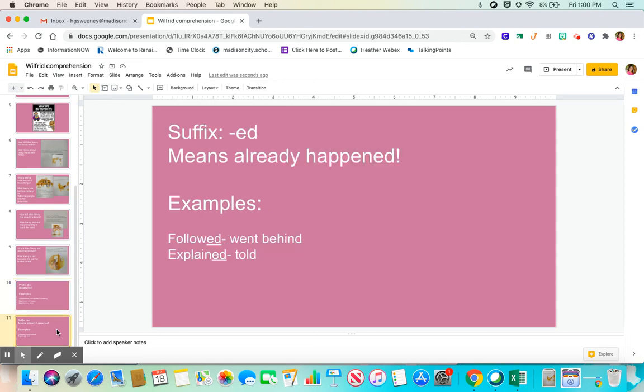Now, let's look at the suffix ed. A suffix is a word part that goes at the end of a word. It means something's already happened when you see it on the end of a word. Some examples: followed. The ed on the back of follow means that you went behind somebody. Okay? You've already followed them. You have already gone behind them. Explained. The ed on explain means you've already told somebody something, like I've already explained the directions to you. It's already happened. I've already told you what to do. So I wanted to go over those two things with you with today's activity.